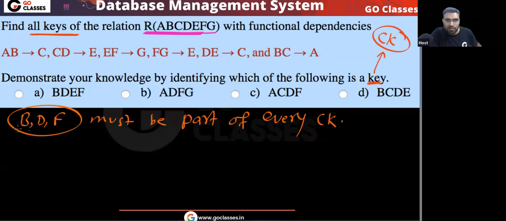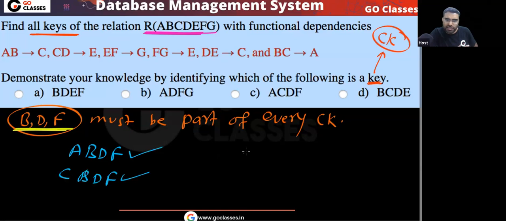So remember, BDF must be part of every candidate key. Now with this BDF, if you add one more attribute, it is also a candidate key. Yes or no? With this BDF, if you add this, it is also a candidate key. And with this BDF, if you add this, it is also a candidate key.